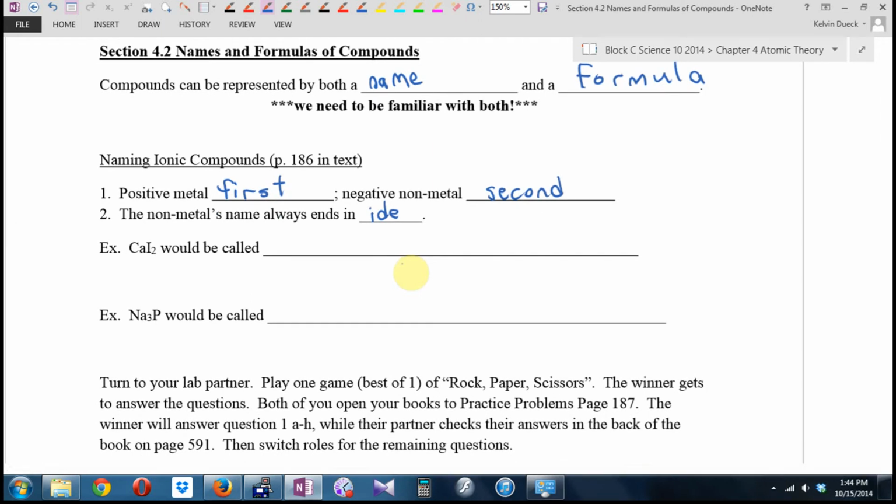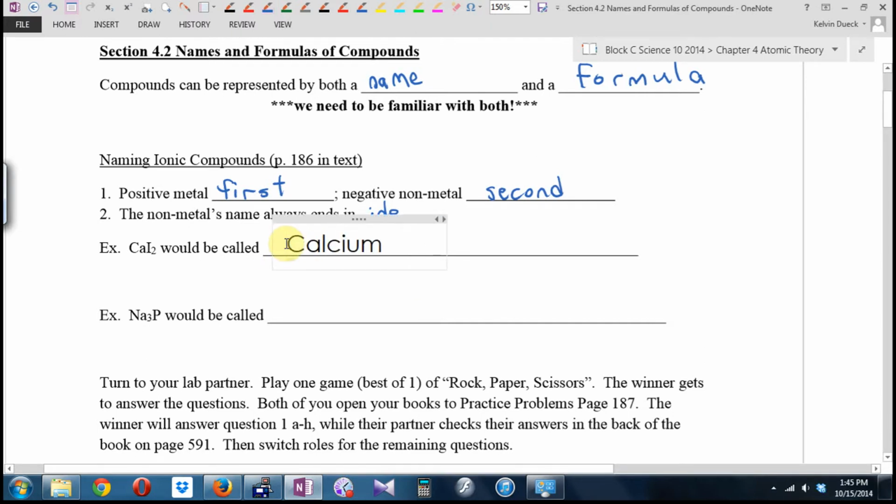So what would CaI2 be? Now, hang on. First of all, is it ionic or covalent? And how can you tell just by glancing at it? What's the first element? Calcium. Is that a metal? It is on the left side, well, in the middle, but it's on the left of the staircase in my periodic table, so it's ionic. What would I call it? Calcium iodide.